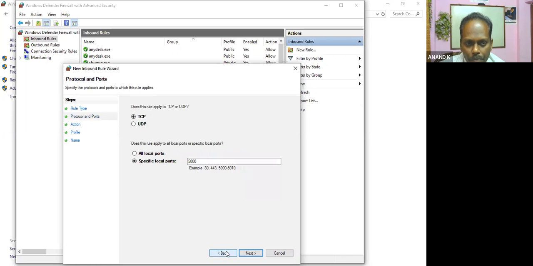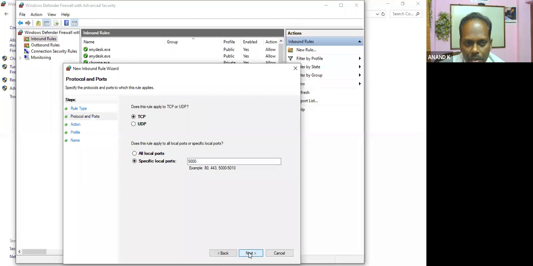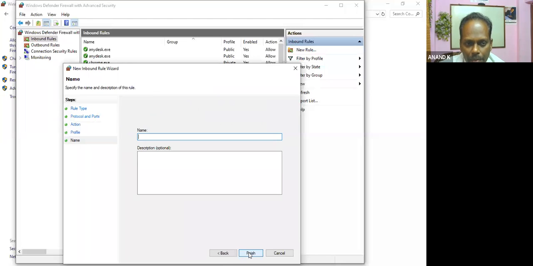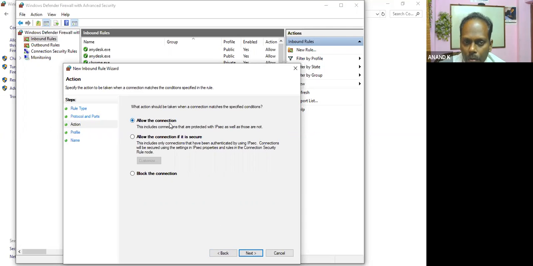Okay, next. You can give a name, maybe 1, 2, 3, and say finish. Where is the allow or deny? Okay, allow the connection, allow the connection if it is secure, or block the connection. If you choose block, then it automatically blocks port 5000 in your system. No entry, no one can come through that FTP port 5000.